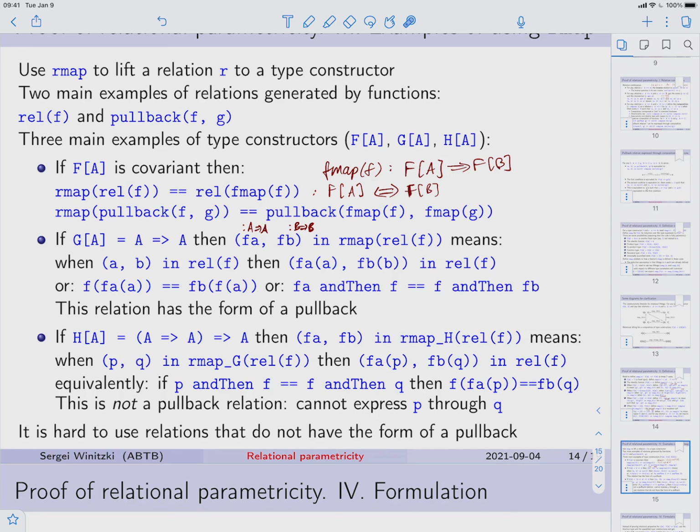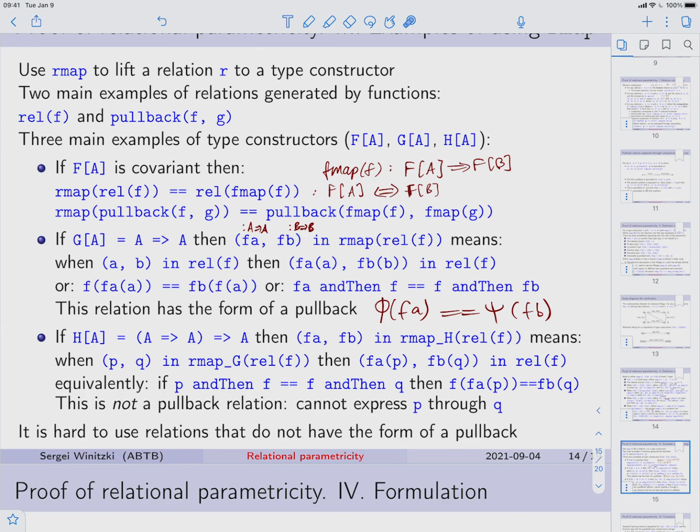And we can rewrite that as an equation. So fa must commute with f and fb. So fa and then f must be equal to f and then fb. So this is a relation in the form of a pullback, because it's an equation. It's some kind of phi of fa equals some kind of psi of fb. So that is a pullback relation. So that's an interesting thing, that if you have a functional relation and you lift it to a non-covariant type constructor, you get a pullback relation, which is not a function anymore.